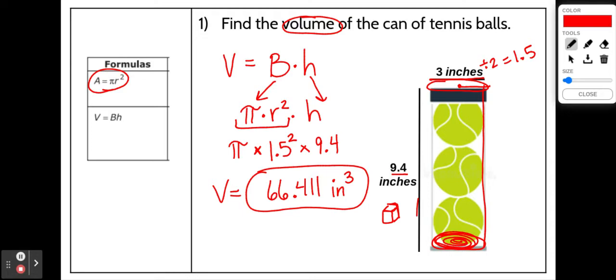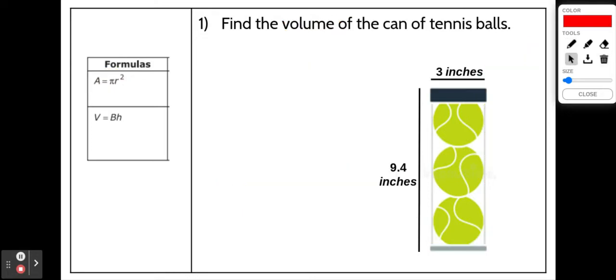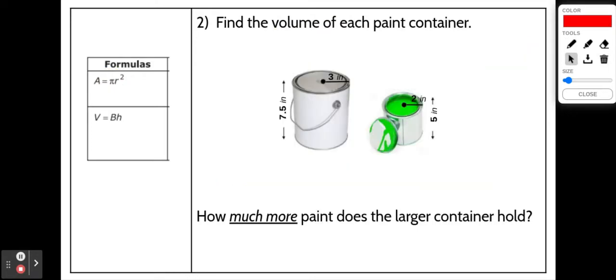All right, let's give another one a try. Here we're asked to find the volume of each paint can. And then we have a second part. How much more paint does the larger container hold? So we can see the larger container is obviously going to hold more paint, but how much more? So that's our part 2. So let's first begin by finding the volume of both of the paint cans.